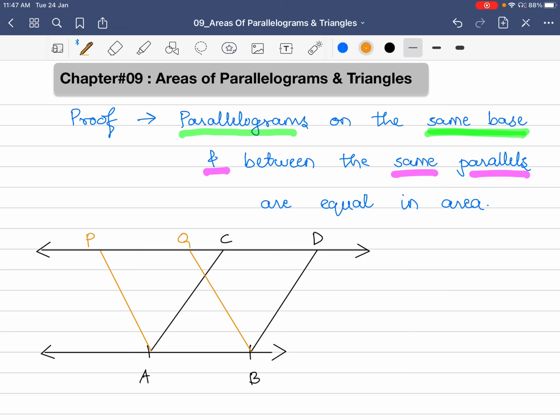Let's again read the statement and confirm that we are constructing the same geometrical figures as the proof wants us to. Otherwise, there will be problems while proving the statement. So reading it once again, parallelograms on the same base. ABCD and ABPQ are on the same base AB, yes, and between the same parallel lines, yes, are equal in area. So this is the statement and we are going to prove it.